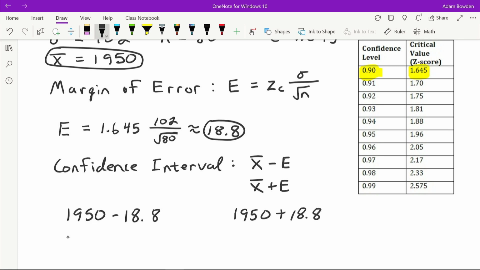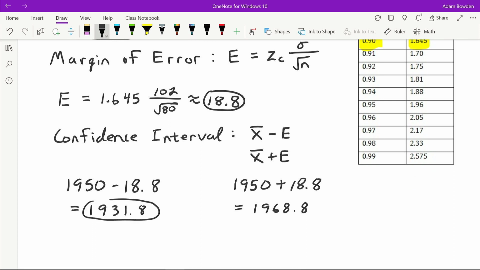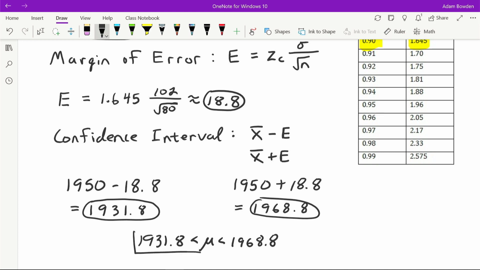That's going to give us values of 1931.8 and 1968.8. So that's the lower number of the confidence interval and the upper number of the confidence interval. And sometimes we can write that as 1931.8 less than the population mean mu, less than 1968.8.